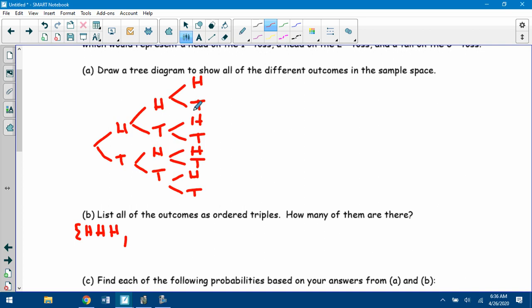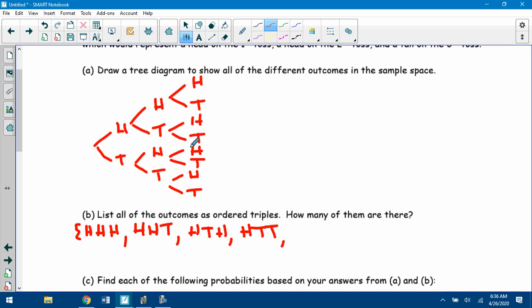Heads, heads, tails is the second one. And then I have heads, tails, heads. Heads, tails, tails. Okay, so I've done all the top now. Now I'm going to start down here.